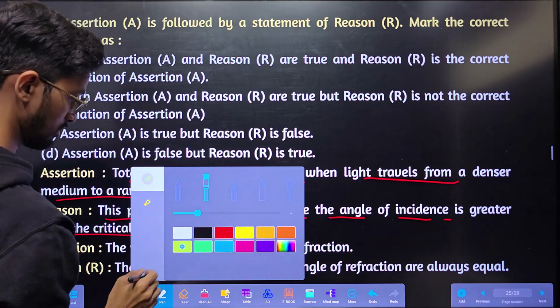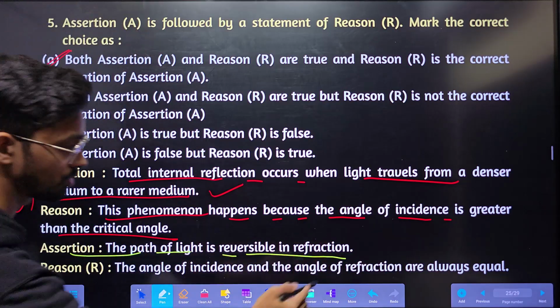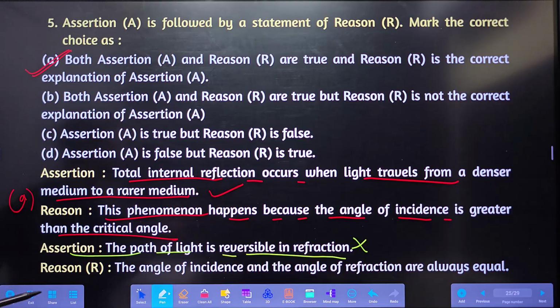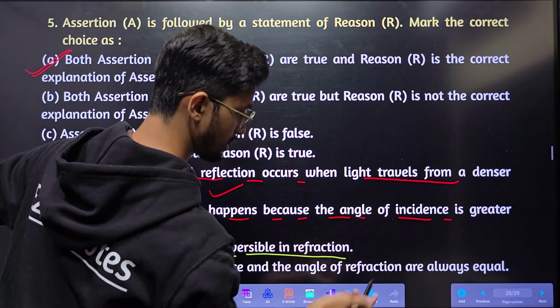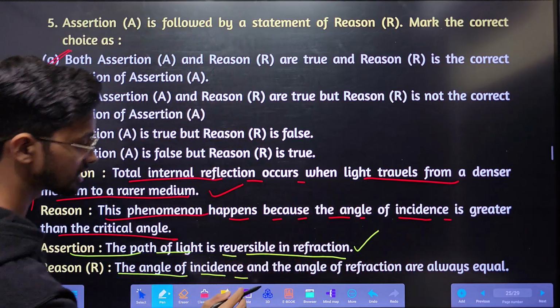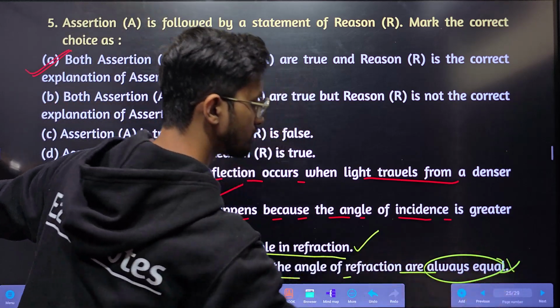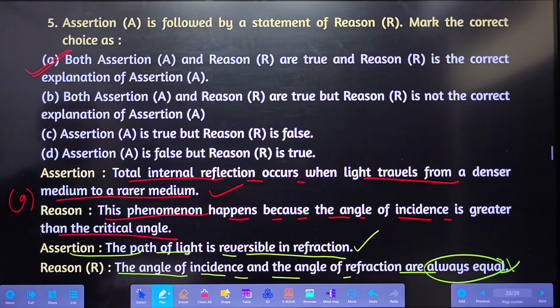How about the second one? The path of light is reversible in refraction. Yes, reversibility we have studied, right? The path of light is reversible in refraction, but in reflection it's not reversible. Next, the angle of incidence and the angle of refraction are always equal. No, it's not always equal. So it will be option C.